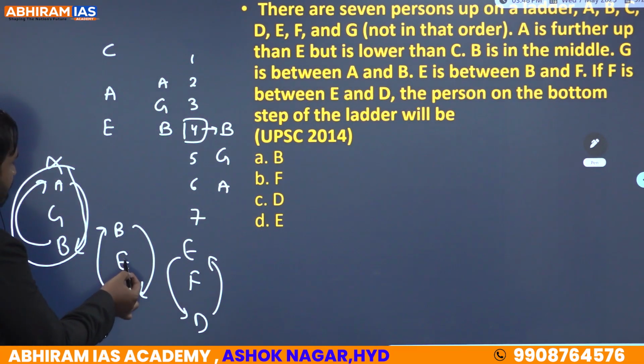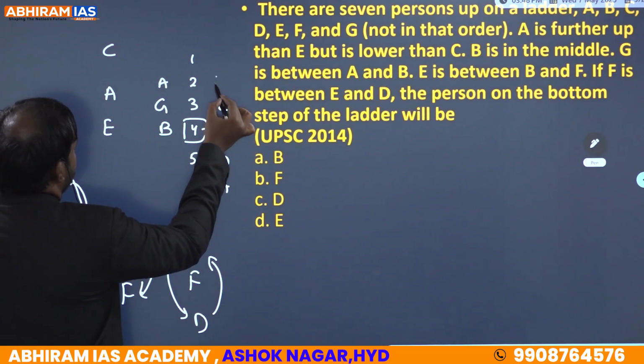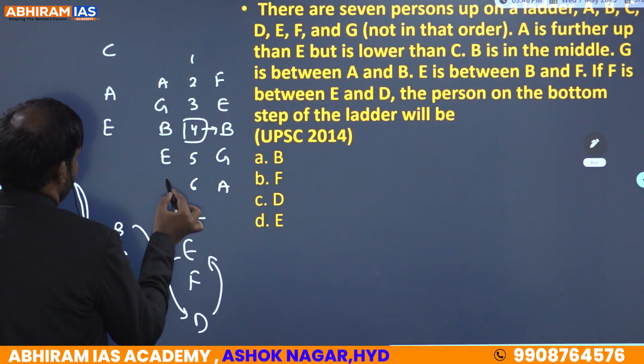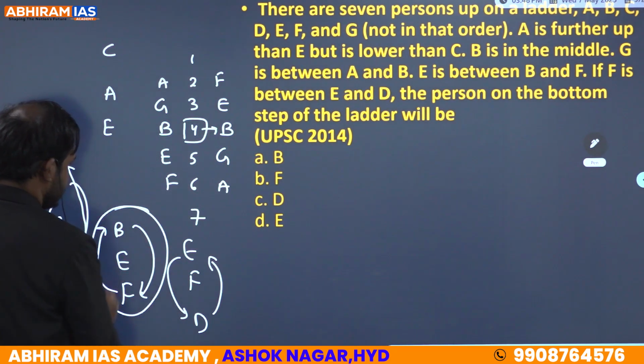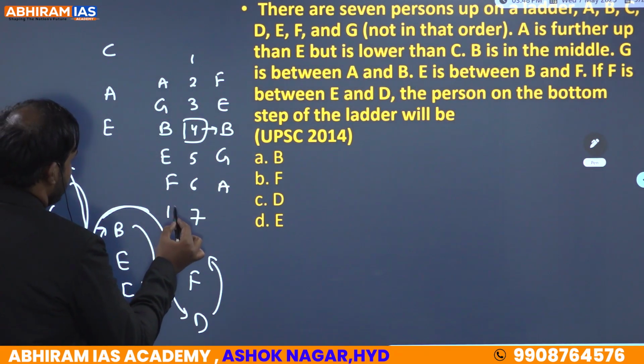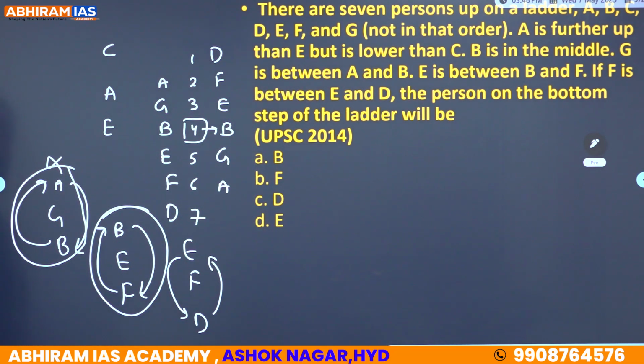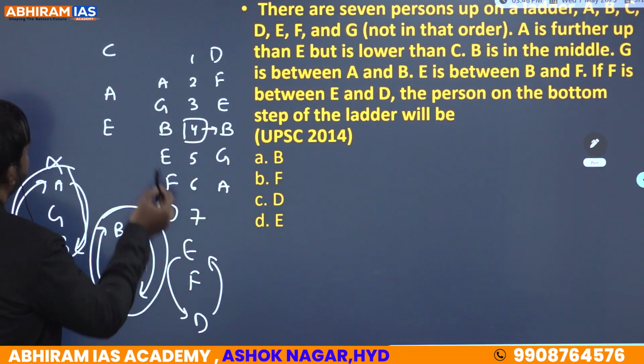Next, for B on the other side, who will I have? E and F. Here I will have E and F. This logic is also finished. Next, between E and F, who should I have? D. That means here I should have D, or else here I should have D. But please see here, who is the only person left for me?